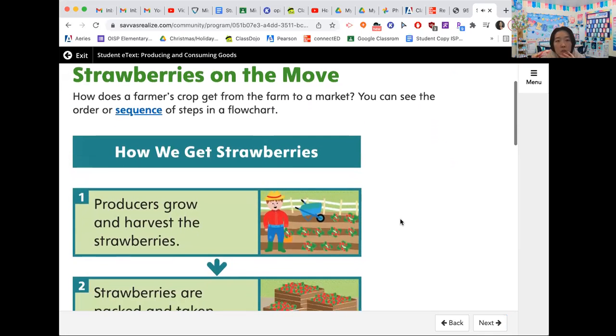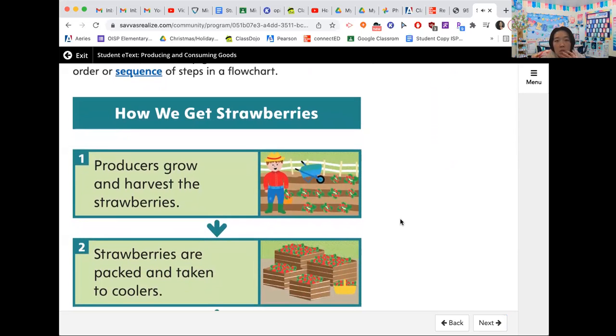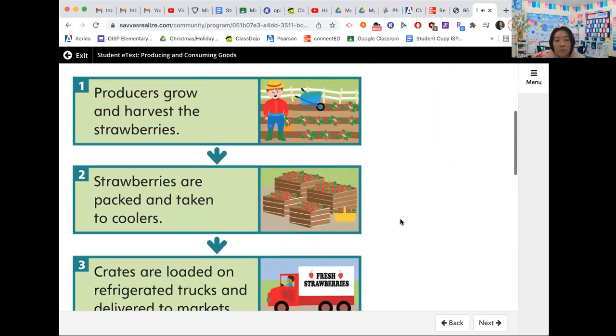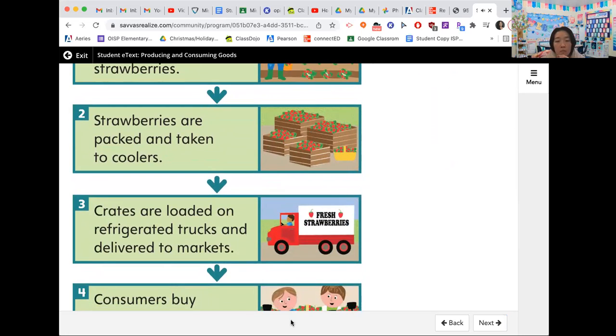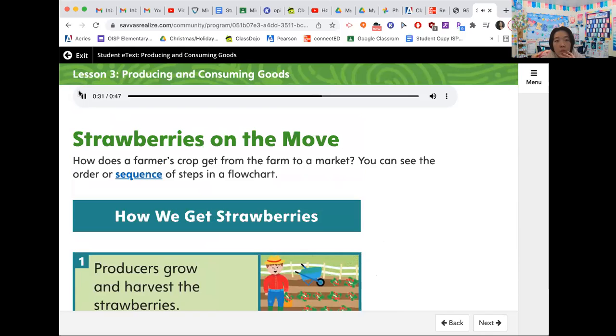Strawberries on the move. How does a farmer's crop get from the farm to a market? You can see the order or sequence of steps in a flowchart. How we get strawberries. 1. Producers grow and harvest the strawberries. 2. Strawberries are packed and taken to coolers. 3. Crates are loaded on refrigerated trucks and delivered to markets. 4. Consumers buy strawberries.